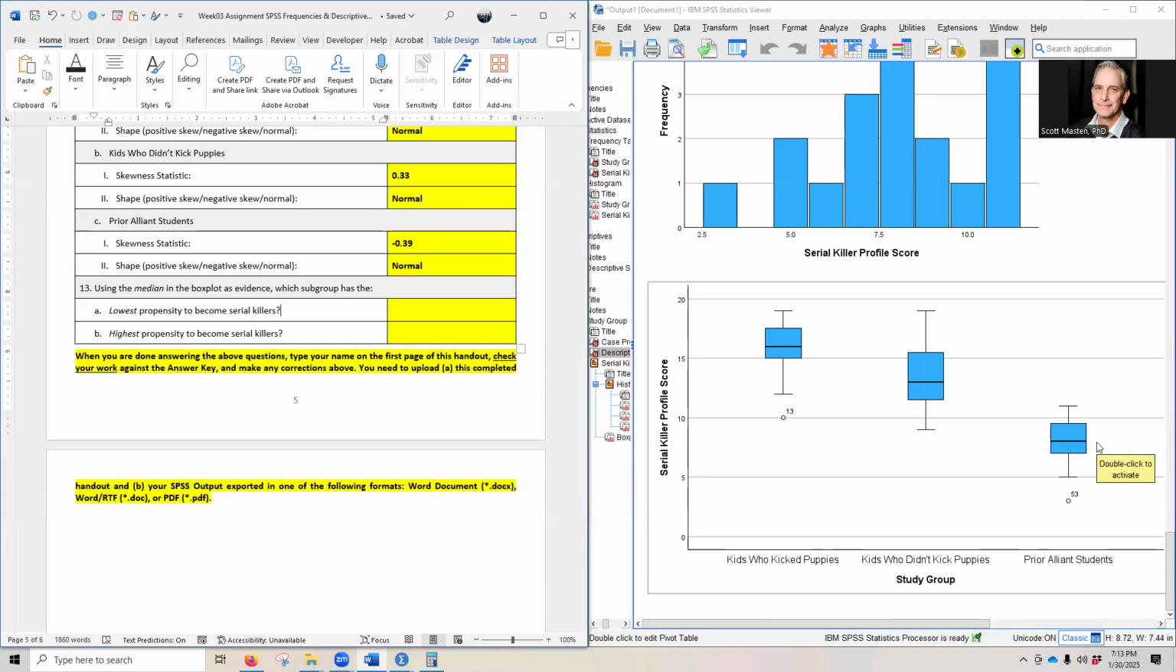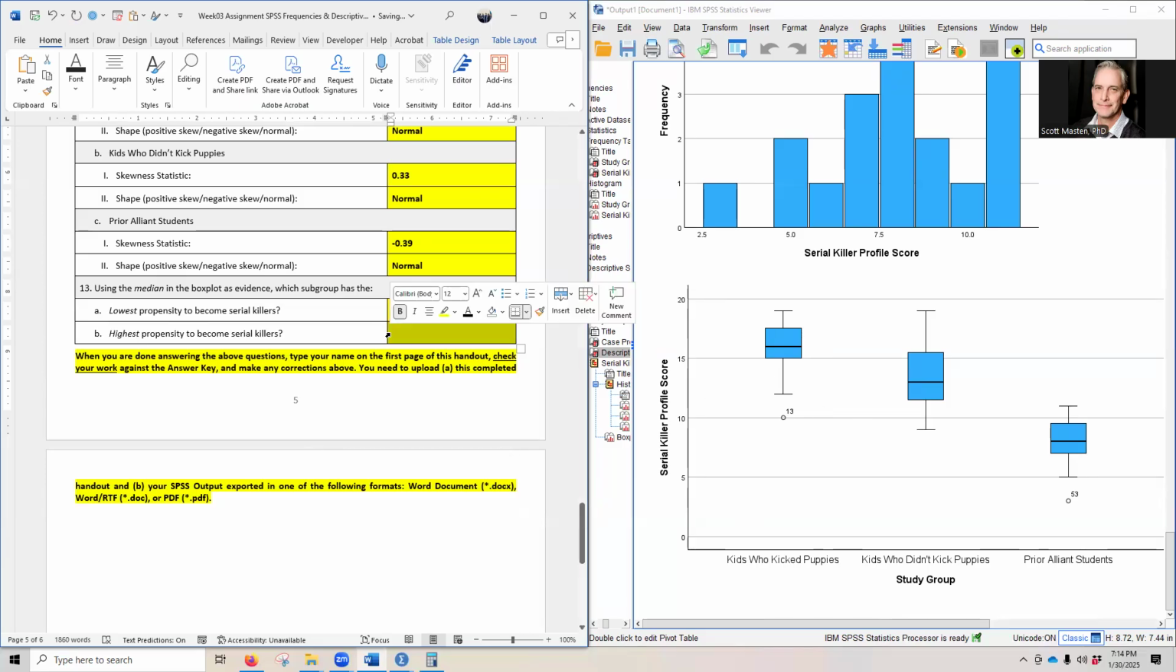So you want to find, for 13A, the lowest median. Well, that's prior alliance students, isn't it? They have the lowest bar of the three. So prior alliance students is our answer here. And then who's got the highest propensity? Who's got the highest median? Kids who kick puppies, to no one's shock. So kids who kick puppies, number 1, in terms of folks you probably don't want to be alone with.